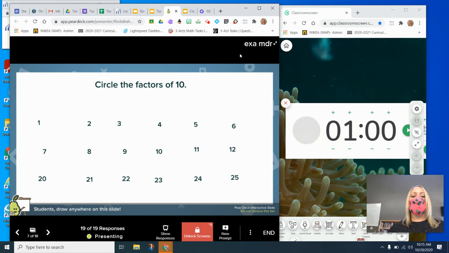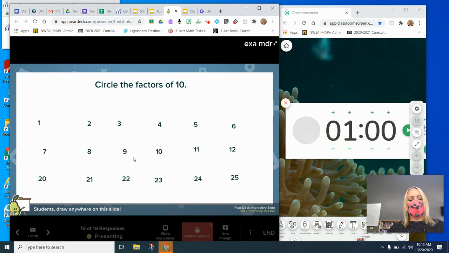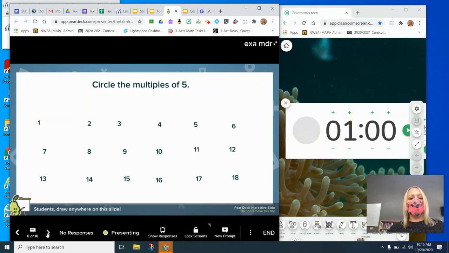It is a... 20 is a multiple of 10. Multiple of 10. Let's try this one. I want you to circle the multiples of 5 that are on that screen, and I'm going to give you 1 more minute.